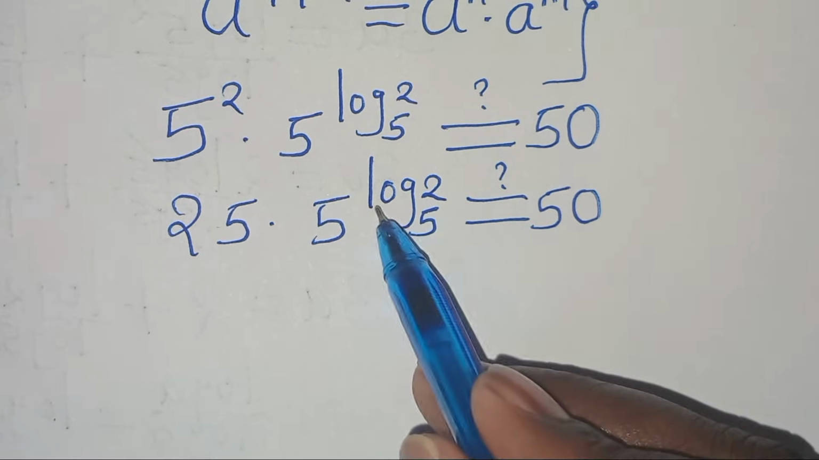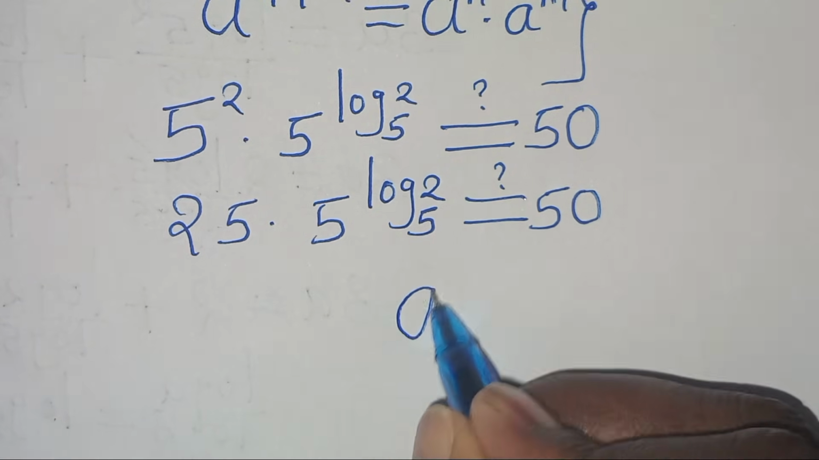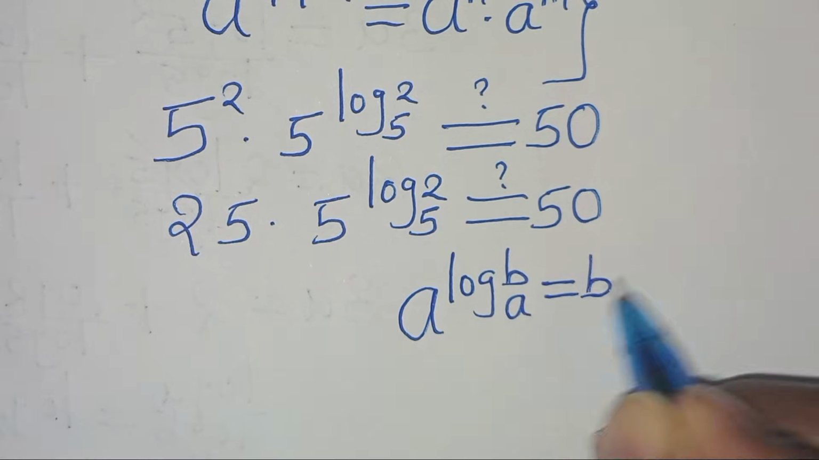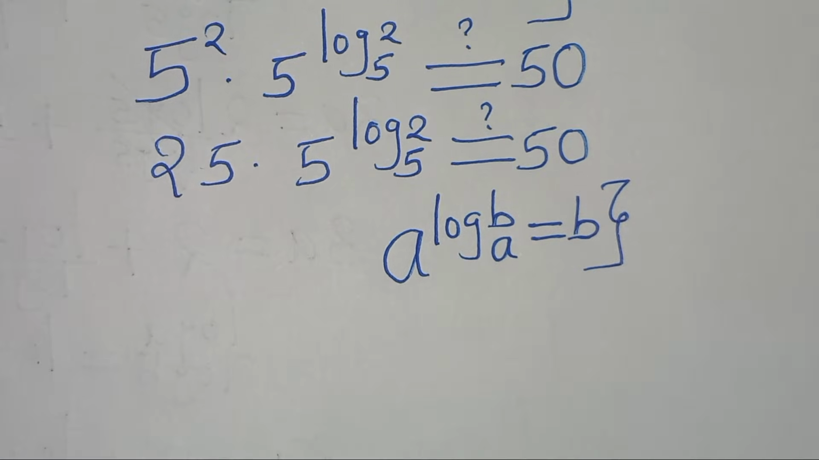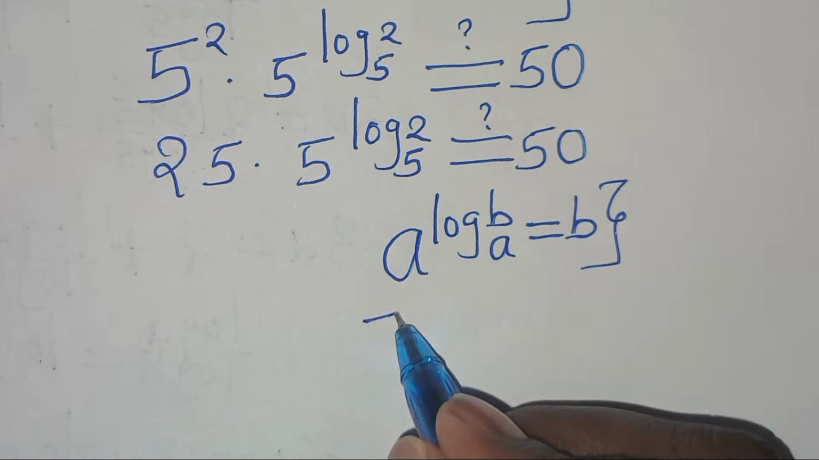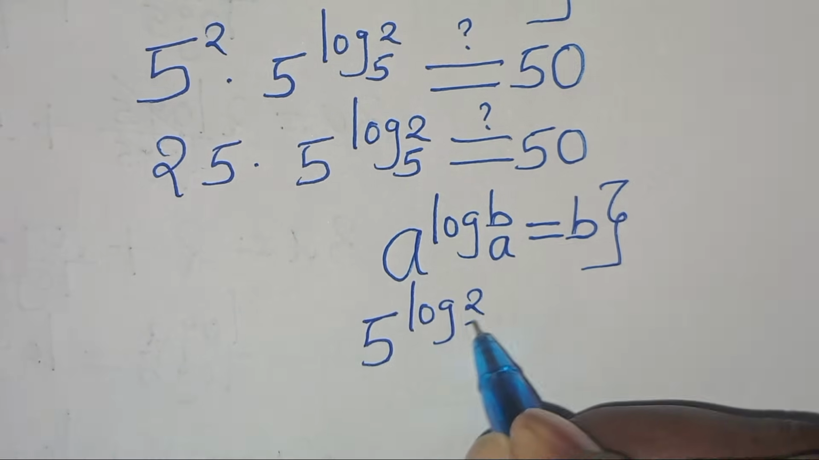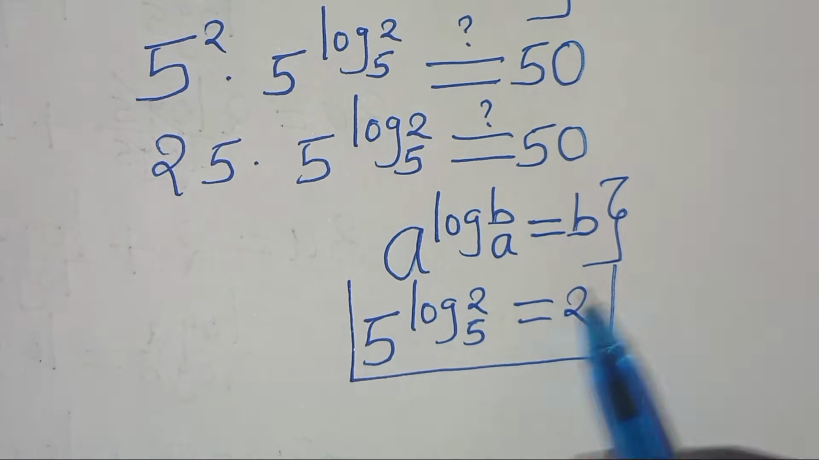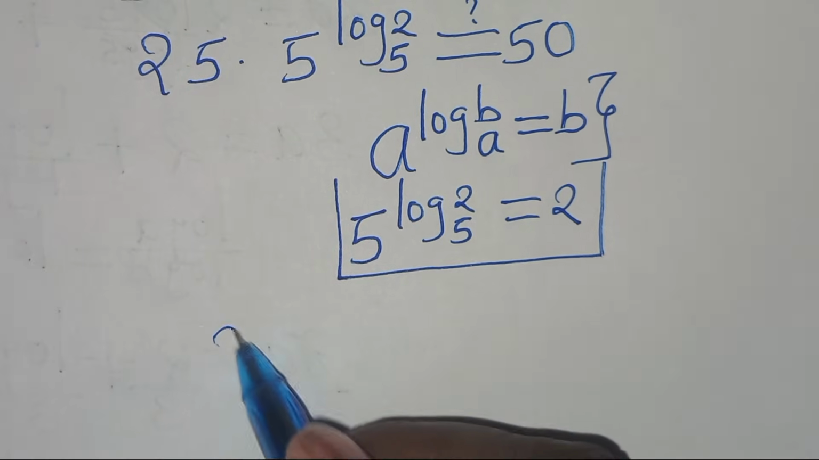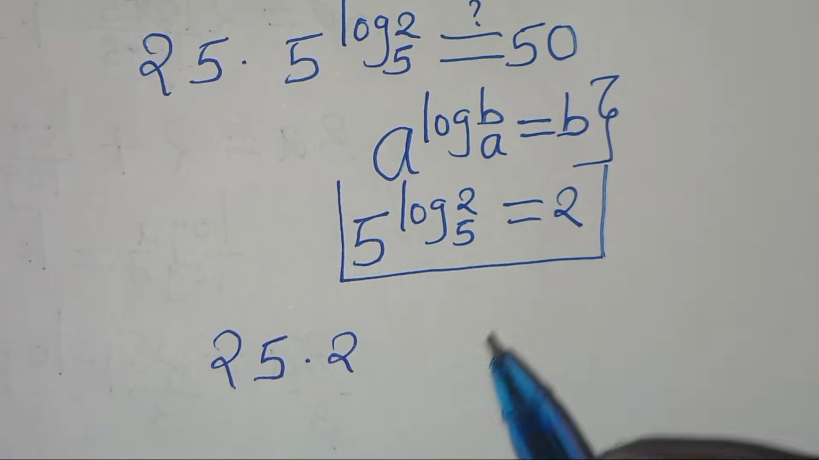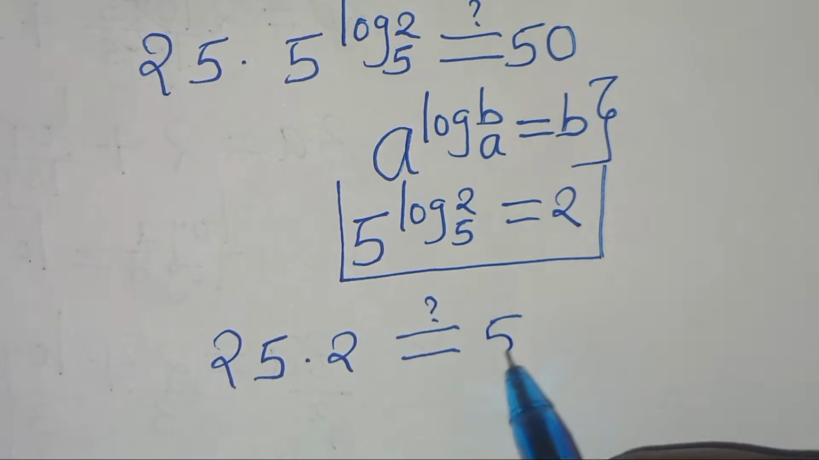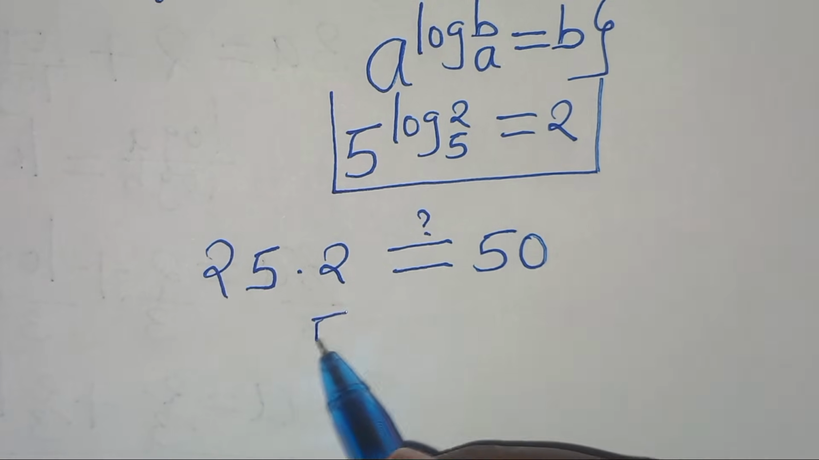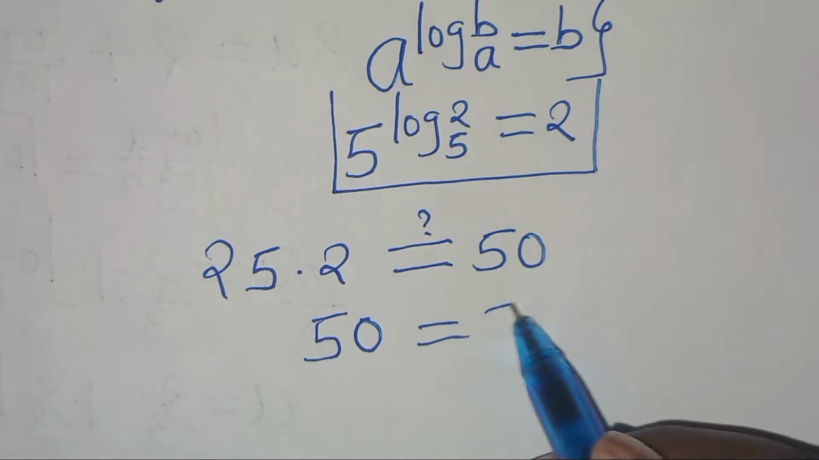Now, 5 to the power of log 2 to base 5 is in the form of a to the power of log b to base a, and this is supposed to give us a value of b. Applying this logarithm property, we have that 5 to the power of log 2 to base 5 should give us a value of 2. So let's substitute 2, so that now we have 25 multiplied by 2. This is supposed to give us a value of 50. So we have 25 times 2, which is equal to 50.